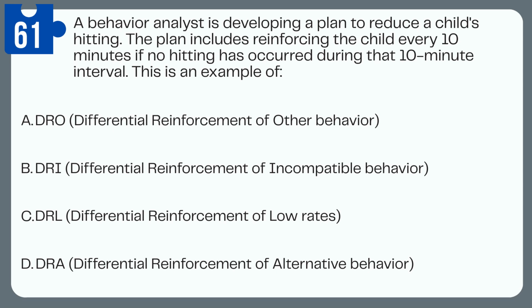Question 61. A behavior analyst is developing a plan to reduce a child's hitting. The plan includes reinforcing the child every 10 minutes if no hitting has occurred during that 10-minute interval. This is an example of A. DRO, differential reinforcement of other behavior. B. DRI, differential reinforcement of incompatible behavior. C. DRL, differential reinforcement of low rates. D. DRA, differential reinforcement of alternative behavior.